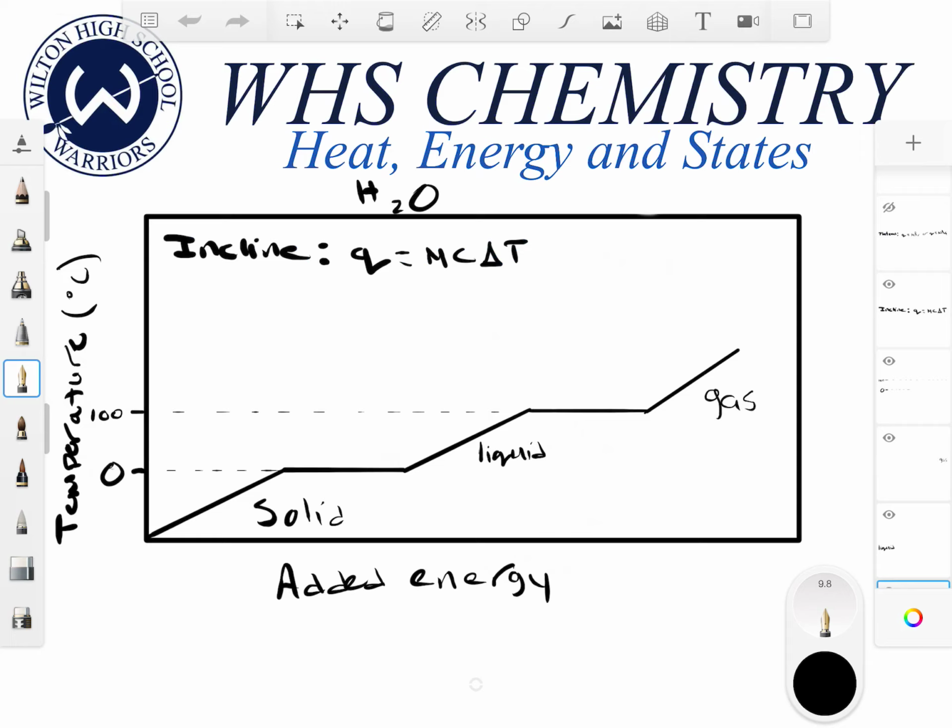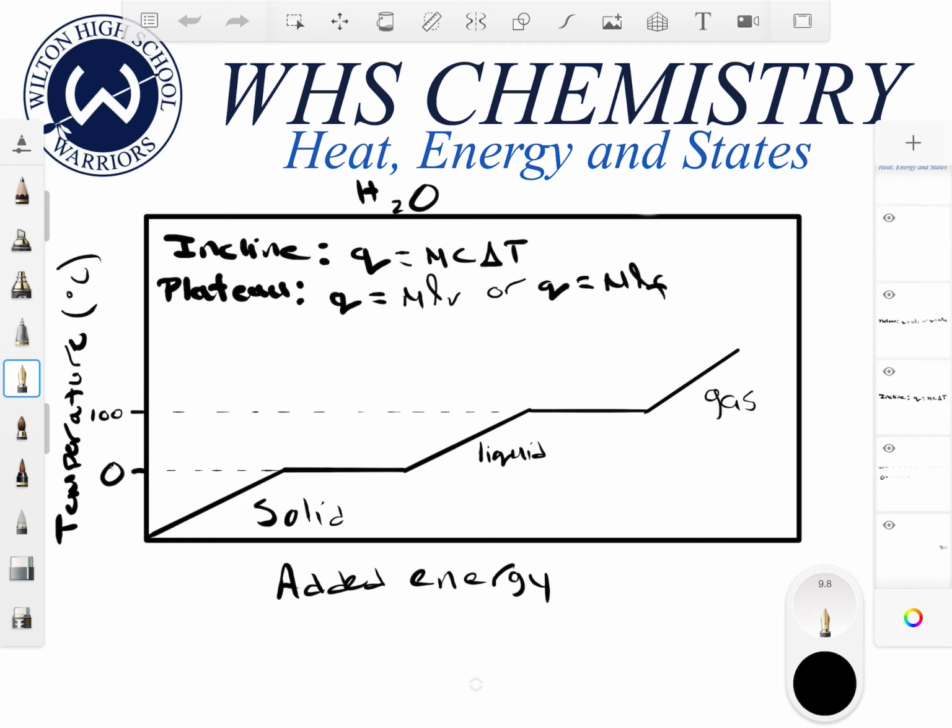There are 2 other equations you can use for the 2 plateaus. Those equations are Q equals mLV or Q equals mLF. LV and LF are called the latent heat of vaporization and the latent heat of fusion. LV and LF are also interchangeable with HV or HF. They both mean the same thing. It's just a different way of writing them, but they're the same values and have the same use.